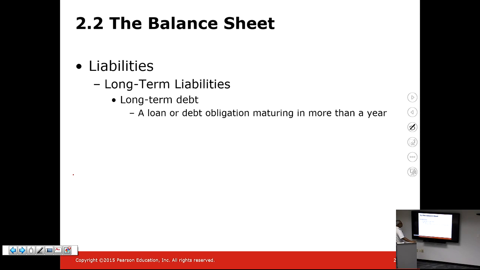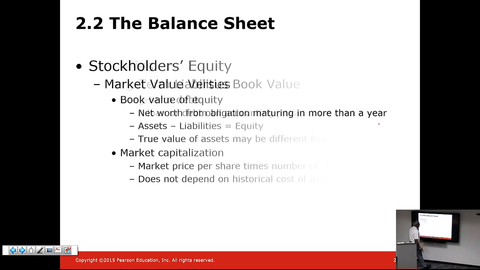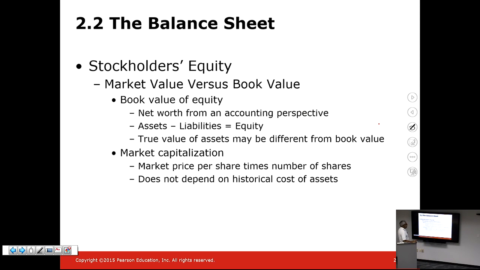Long-term liabilities are long-term debt. These are a loan or debt obligation that have a maturity of more than a year. And if I take the difference between all my assets and liabilities, that will give me the value of my equity. As we have talked about before, equity is what the shareholders or the owners of the corporation have invested in the company as their ownership claim on the company.